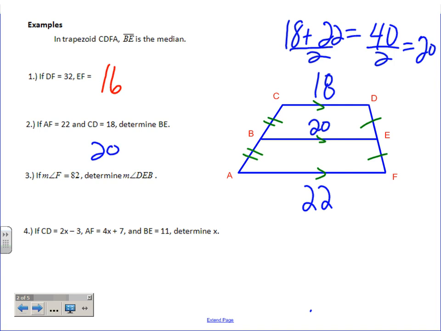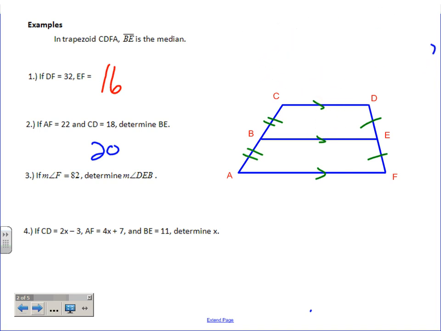This next one will be interesting to see if you can figure this one out. If you can, I'm not too worried. It states on number 3 that F is 82, right? It wants DEB. Anybody believe they know the angle DEB? What that measure needs to be? Yes. It does have to be 82. Very good. And let me explain why.